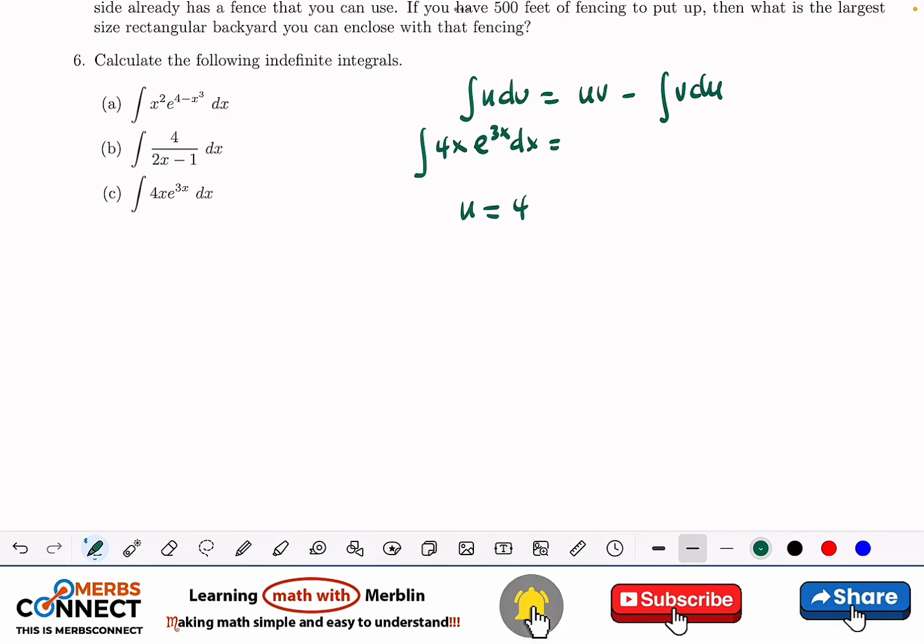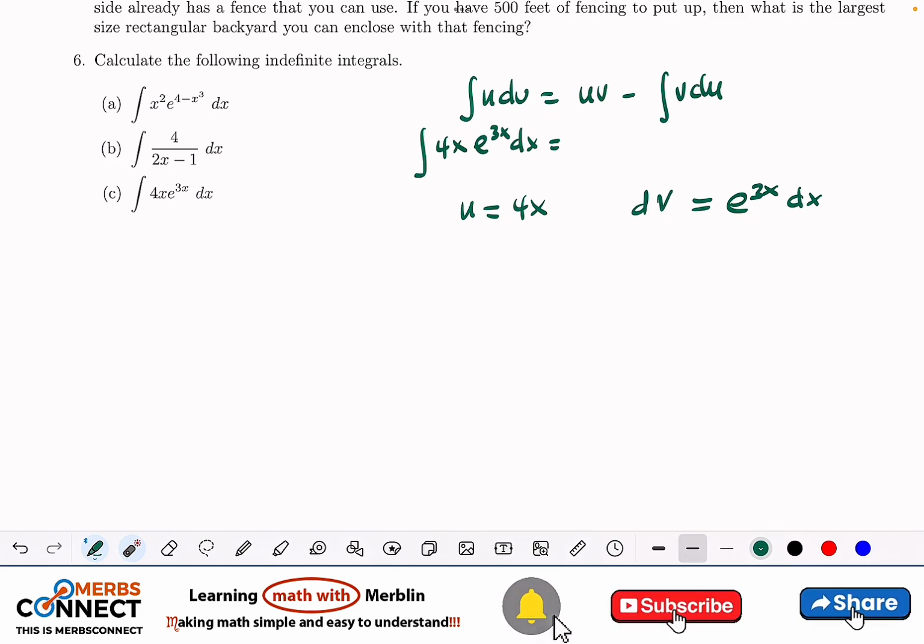I'm choosing u to be equal to 4x because it's very simple for me to differentiate 4x and get it to a constant term, than when you pick e to the power x. When I pick e to the power x, there's no way I'm going to differentiate it to get to a constant. So I pick that. If I'm picking u to be equal to 4x, then everything left is for dv. So dv here will be equal to e to the power 3x dx.